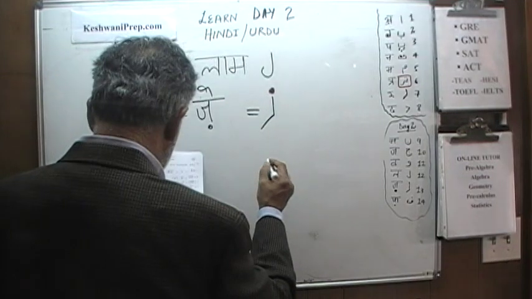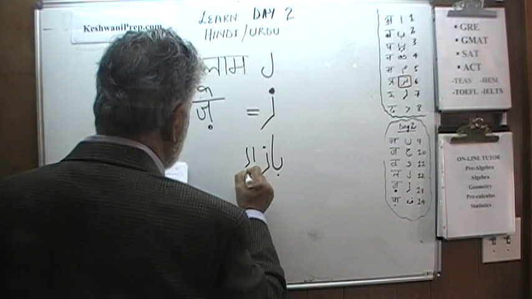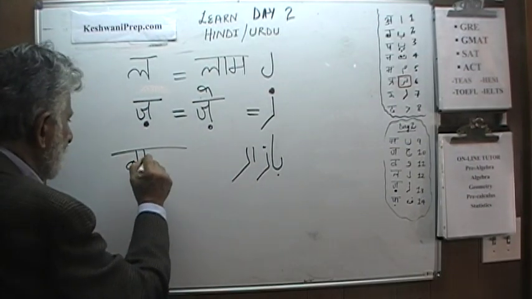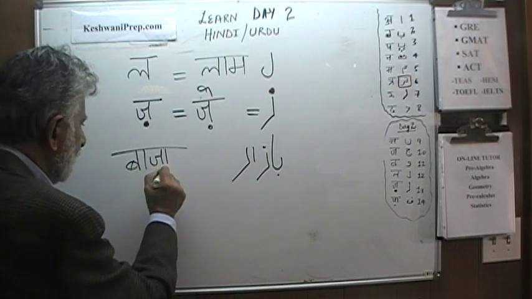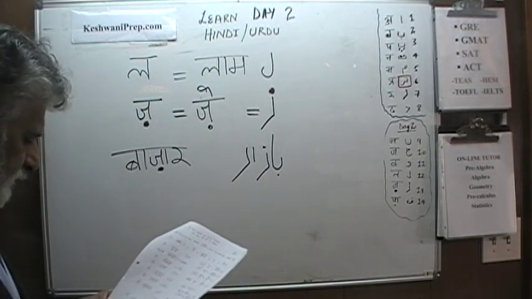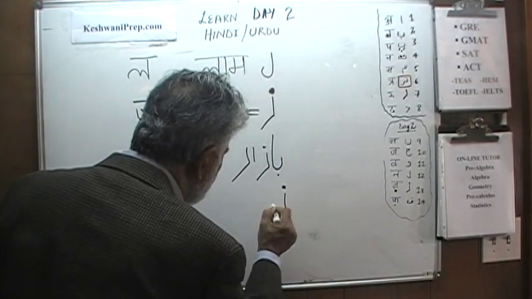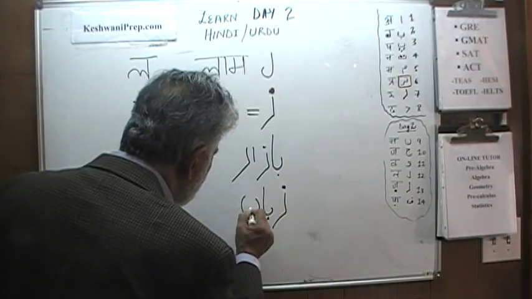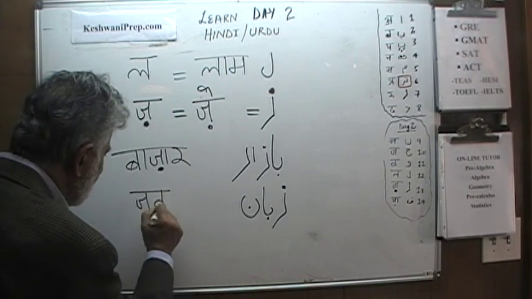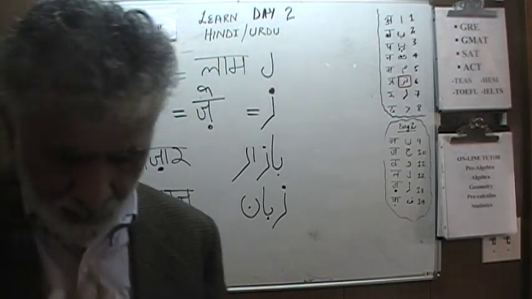Here's the first one. Ba, za, r. Bazaar. Ba, za, r. Remember to put a dot. Bazaar. Here's another one. Za, ba, n. Zaban. Zaban is language. Zaban.